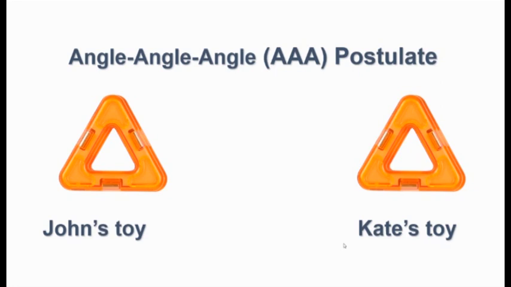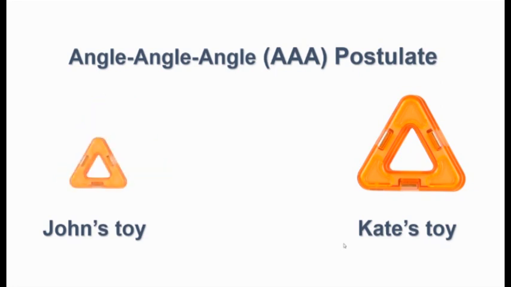How about we change John's toy to a smaller one? If you notice, the angles of the edges are equal to the angles of Kate's toy. However, John will notice there is a change in his toy size. So these two toys are not congruent. They don't look alike. So that concept is similar to this AAA. You cannot determine two triangles are congruent just because their angles are the same.